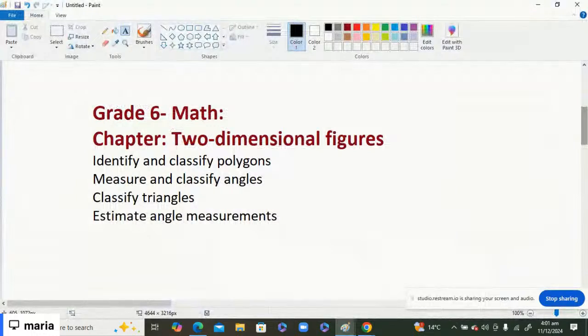Today we are here for grade 6 maths. The chapter we discuss today is two-dimensional figures. And here is the list of the lessons: identify and classify the polygons, measure and classify the angles, classify the triangles, and estimate the angle measurements.